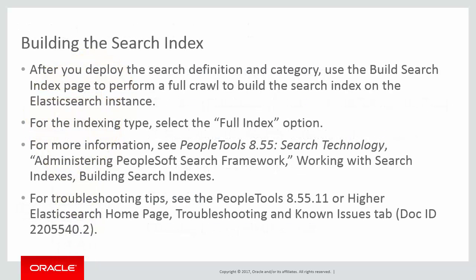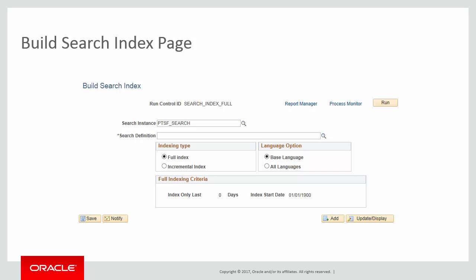After you deploy the search definitions and categories, you use the Build Search Index page to perform a full crawl of all search definitions to build the search index on the Elasticsearch instance. For the indexing type, select the Full Index option to perform a full crawl. For more information, see PeopleTools 8.55 Search Technology, Administering PeopleSoft Search Framework, Working with Search Indexes, Building Search Indexes. You can find troubleshooting tips for index building on the Troubleshooting and Known Issues tab of the PeopleTools 8.55.11 or higher Elasticsearch Home Page, Doc ID 2205540.2.